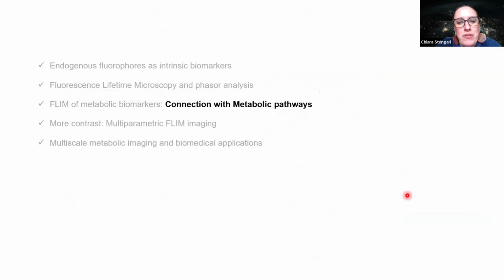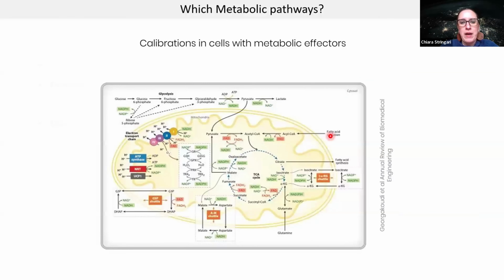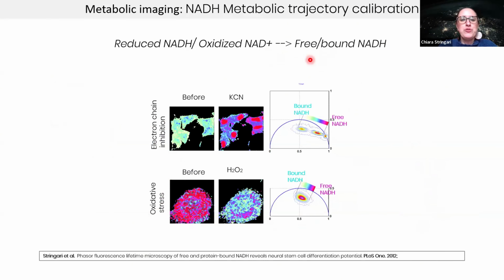So I want to talk now about the metabolic pathways. How do we know what we're measuring? Because the metabolic pathways are many and also very complex. So in cells, we need to do calibration with metabolic effectors and metabolic drugs. What we usually do is, for example, we inhibit metabolic pathways. For example, here we inhibit the electron transport chain with potassium cyanide, and we see the movement of NADH toward the free NADH position. Here we induce oxidative stress, and then we have an opposite direction.